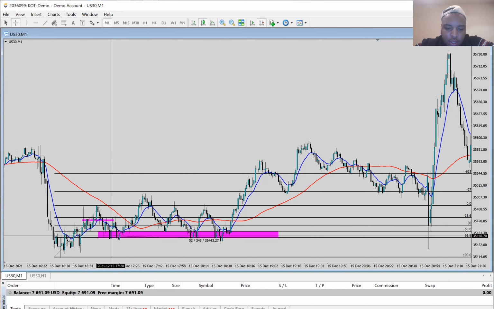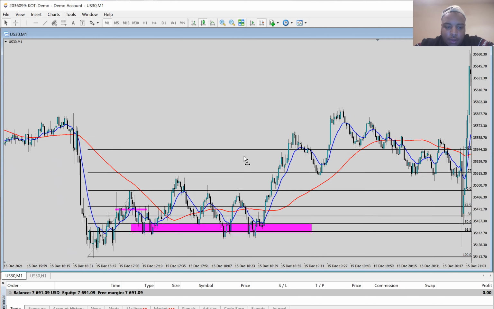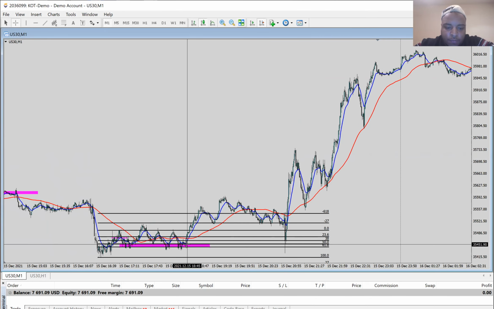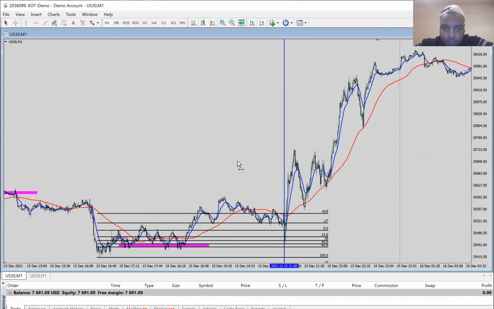But look, it's just consolidating, consolidating, consolidating. And then look, start taking off. So you would have been in the buy. You would have been in this buy, catching this wholesale. And this is when, look at this. This is ugly. But all I want to show you guys is structure.